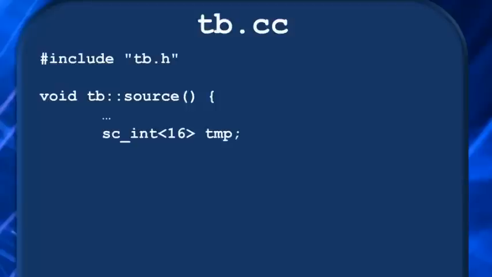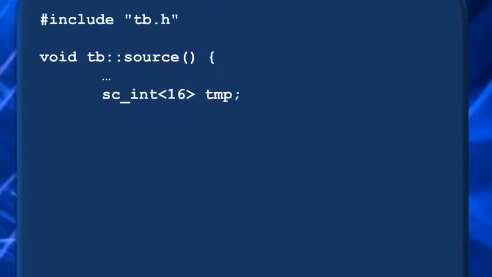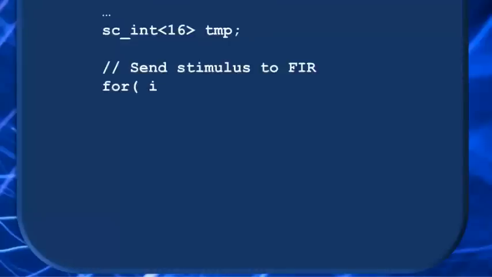We'll make assignments to temp and then write it to port INP whenever we want to send a new value to the FIR. For this simulation, I want to send a series of 64 total input values to the FIR. So I set up a for loop that will iterate 64 times.